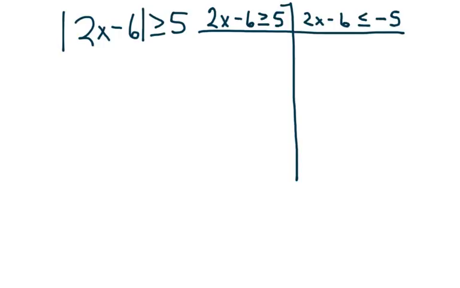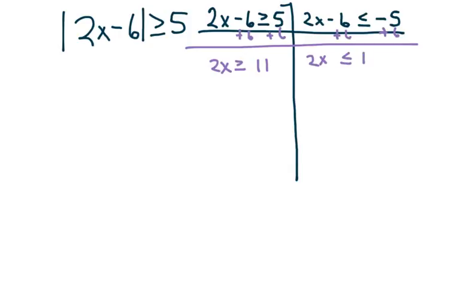Now I'm going to solve for both of these. I'm going to add 6 to both sides, and we get 2x is greater than or equal to 11, and 2x is less than or equal to 1. So x is greater than or equal to 11 halves, which is 5 and a half, 5.5. And x is less than or equal to 1 half.